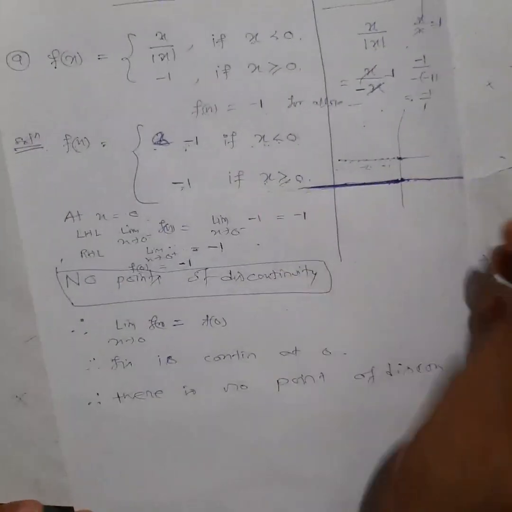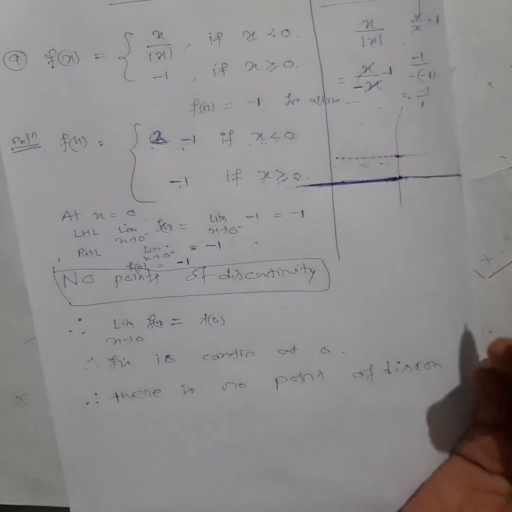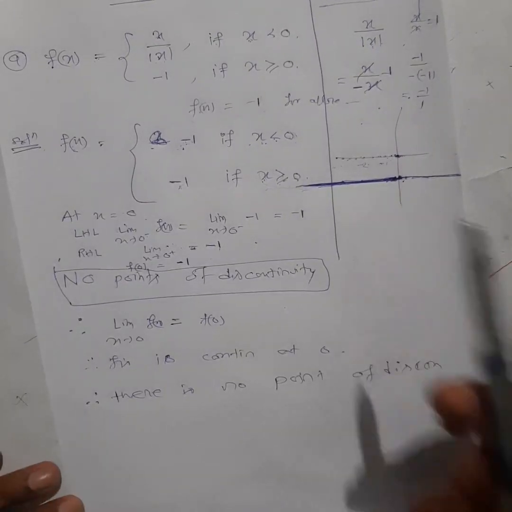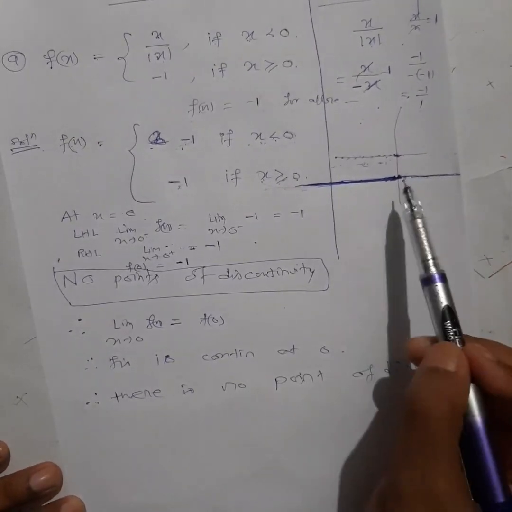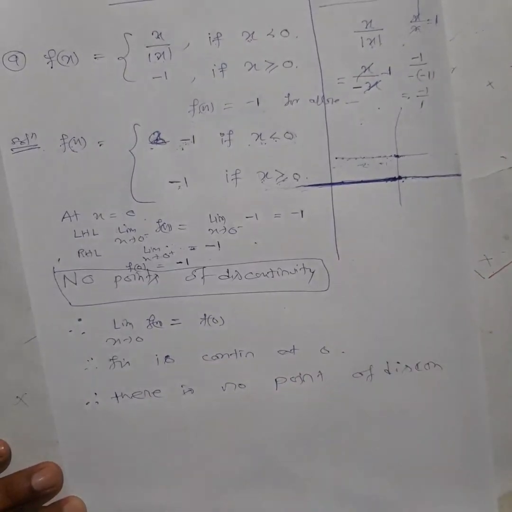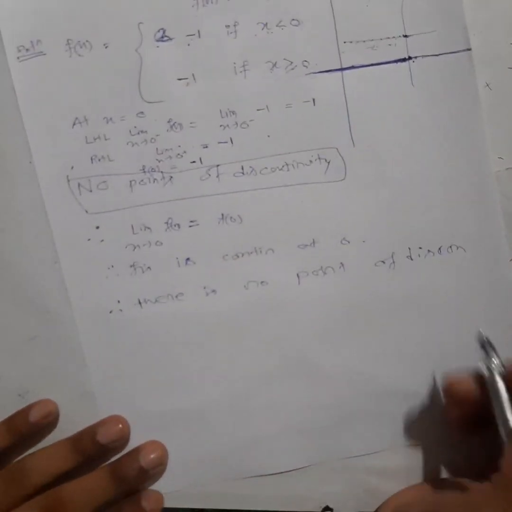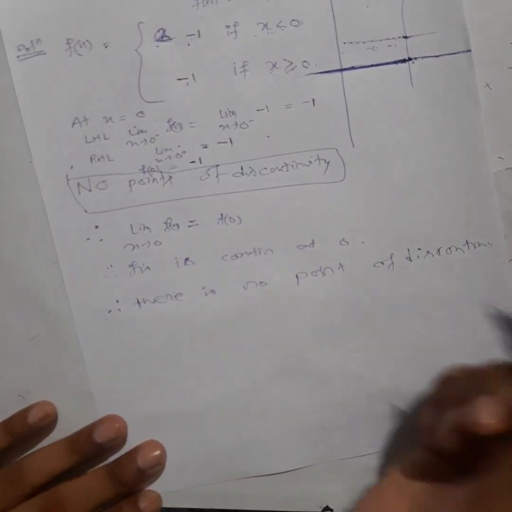You can see the graph will not break at all. Then how will you get a point of discontinuity, right? Point of discontinuity means what? Wherever the graph breaks, those points you have to write. Okay, that is called point of discontinuity. So here the graph will not break at all, right?